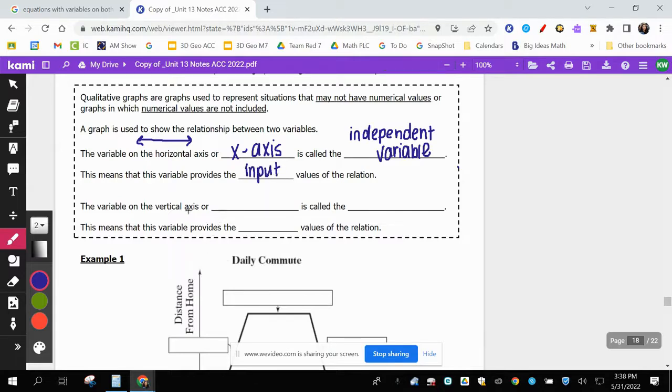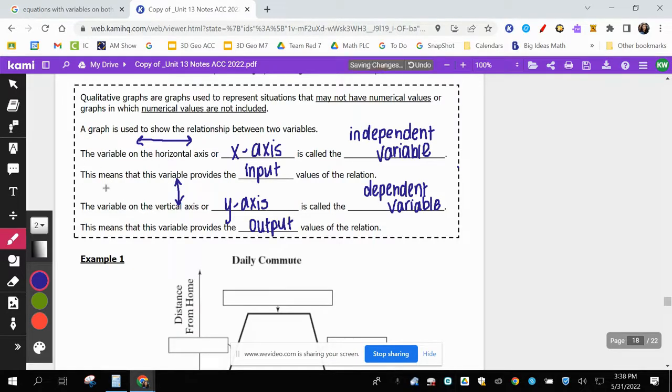The variable on the vertical axis, or the y-axis, is the dependent variable. Dependent variable. This means that this variable provides the output values for this relationship.